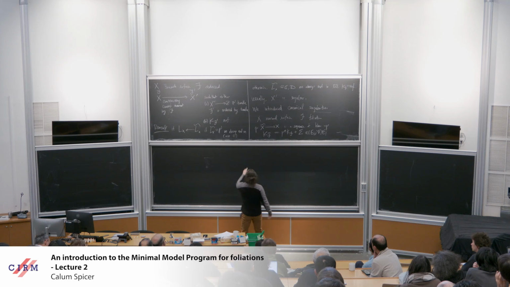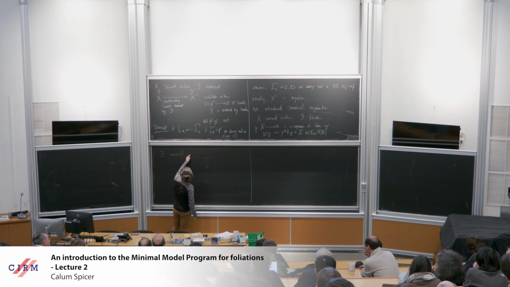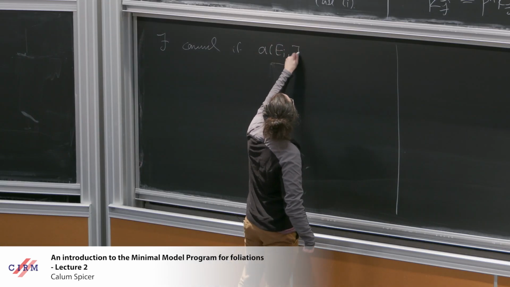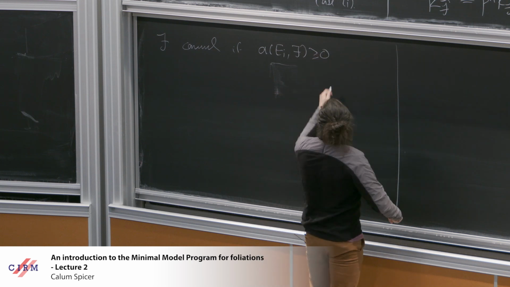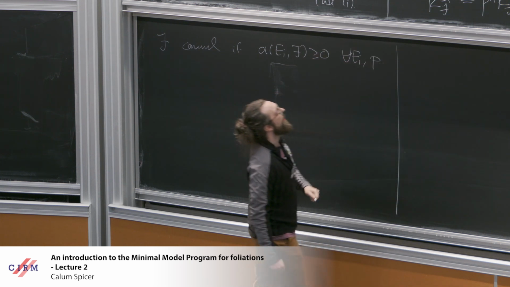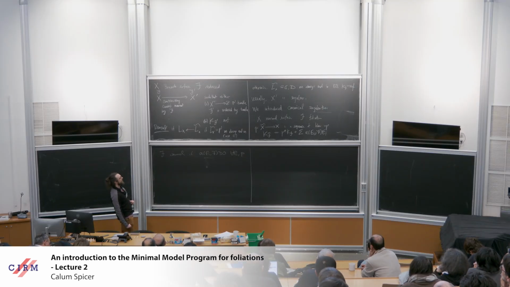And then we said that F was canonical if A(Ei, F) was bigger than or equal to 0 for all Ei. And again, we have to run over all possible sequences of blowups. And then I also defined what I meant by log canonical singularities, but maybe I'll skip over that right now.